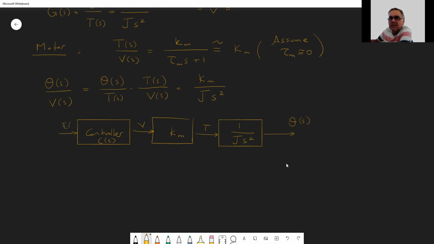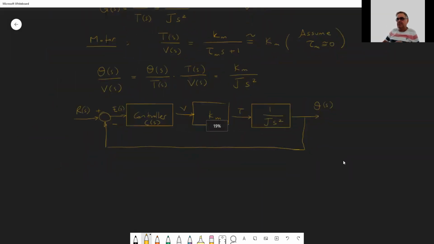And the controller is driven by the error, and the error is R of S, with negative feedback. R of S is the reference value of theta. So what this system does is, as I have told you, you want this system to rotate some degrees, let's say 90 degrees, open the door or something like that, and then the door gets opened.